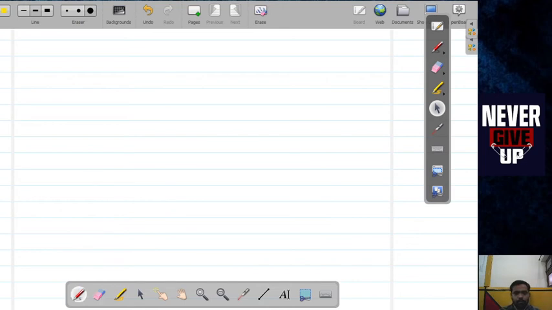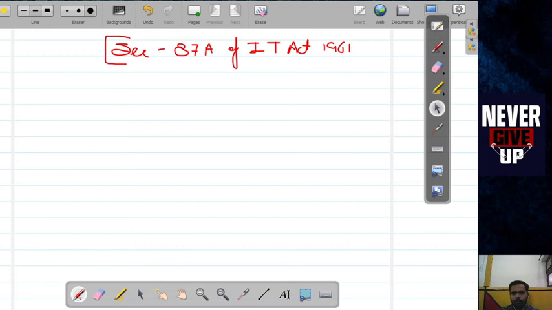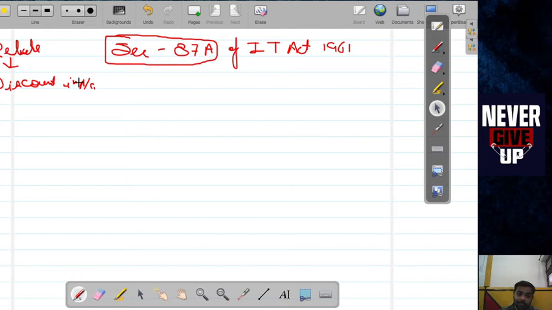Section 87A of the Income Tax Act, 1961. So the name of the topic is rebate. Rebate means discount in accountancy, and in tax it also means discount. But which kind of discount and to whom?